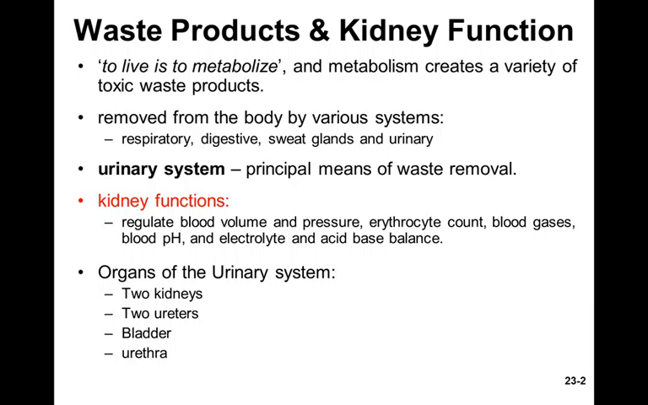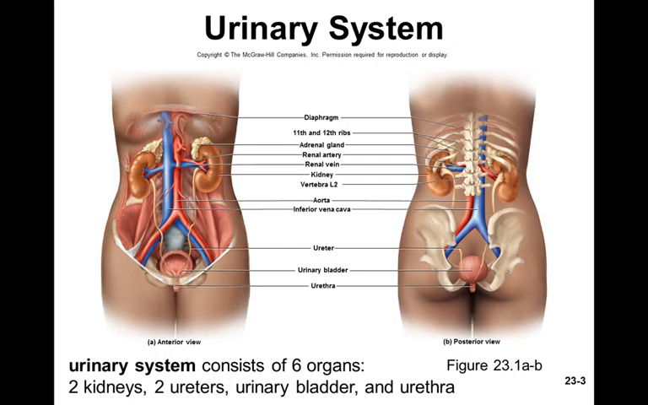Here are the 6 organs of the urinary system. Of course, you have 2 kidneys. You have 2 ureters, which are the tubes that connect the kidney to the bladder. Of course, you have the bladder, which stores urine, expands and contracts daily, all day. And then you have the urethra. And, of course, the urine leaves the body through that urethra.